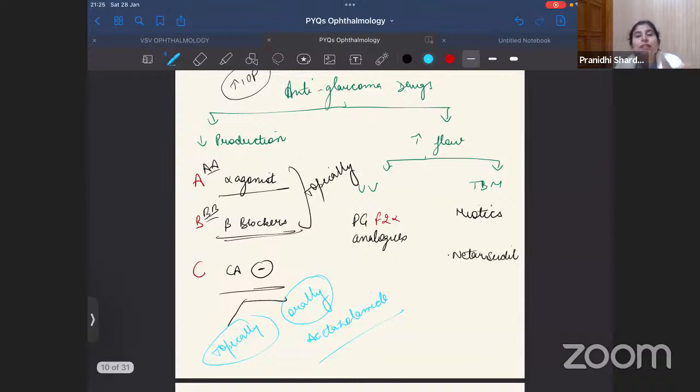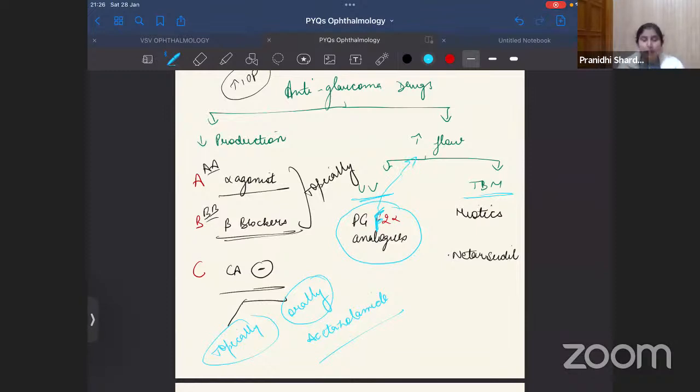The next thing we can do is increase the outflow. Now we know that there are two types of outflow of the aqueous. Normal drainage is by either uveoscleral outflow or trabecular meshwork outflow. Trabecular meshwork outflow is the major one, 70 to 80%. Uveoscleral is 20 to 30%. There are two types of drugs. PGF2 alpha, prostaglandins. You can be asked which type of prostaglandins: F2 alpha, F for increasing the flow.